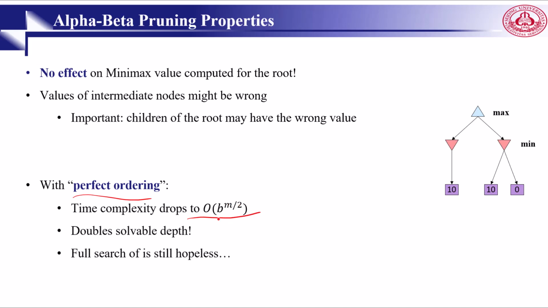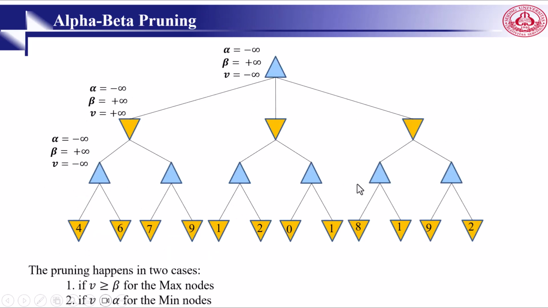However, full search of something like chess is still helpful. This is a simple example of meta-reasoning. What is meta-reasoning? Computing about what to compute. Another example here, we want to check whether to continue or not using alpha-beta pruning in different branches.